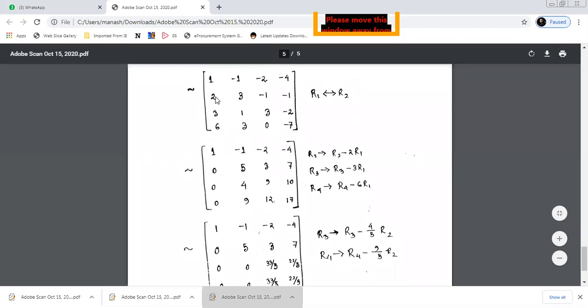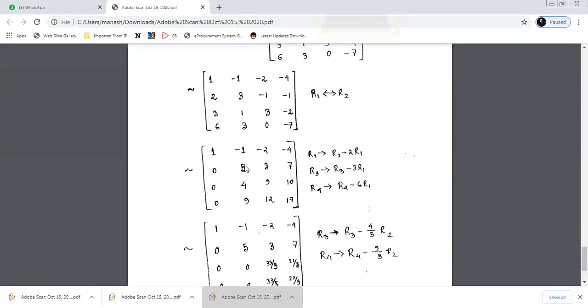So how can we make this equal to 0? 2 minus 2 is equal to 0. That means row 2 tends to row 2 minus 2 row 1. So what you got? 2 minus 2 is 0. 3 minus minus 2 will be 5. Minus 1, minus 2 into minus 2, so minus 1 plus 4 will be 3. And same way minus 1 plus 8 will be 7.